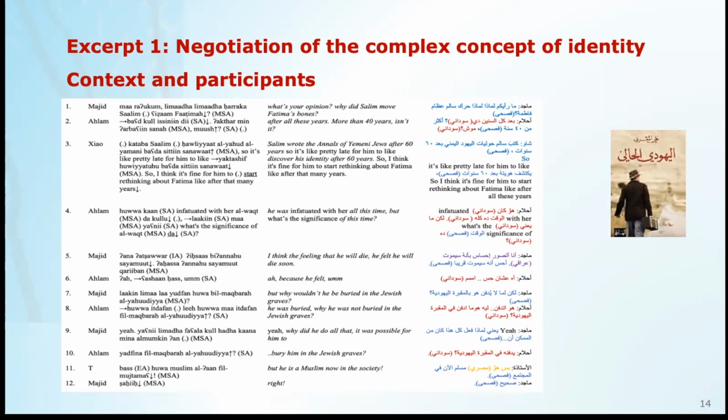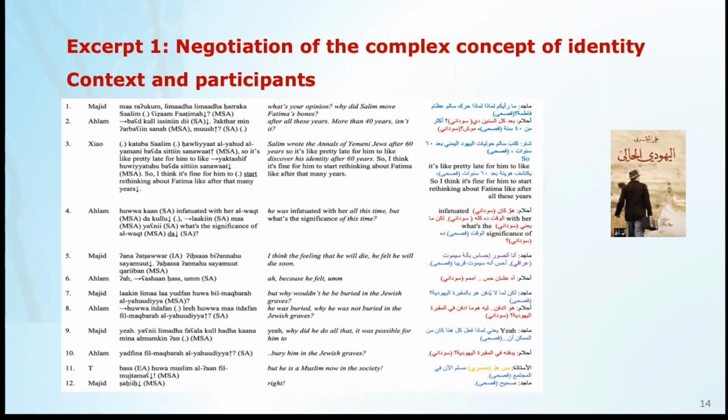So Majid, ما رأيكم لماذا حرك سالم عظام فاطمة؟ And I'm color coding here the Arabic varieties. This is in standard. أحلام, she speaks Sudanese. بعد كل السنين دي. She didn't say in standard بعد كل هذه السنوات. She used Sudanese Arabic, her native dialect. أكثر من 40 سنة, and then she shifted back to standard after more than 40 years.